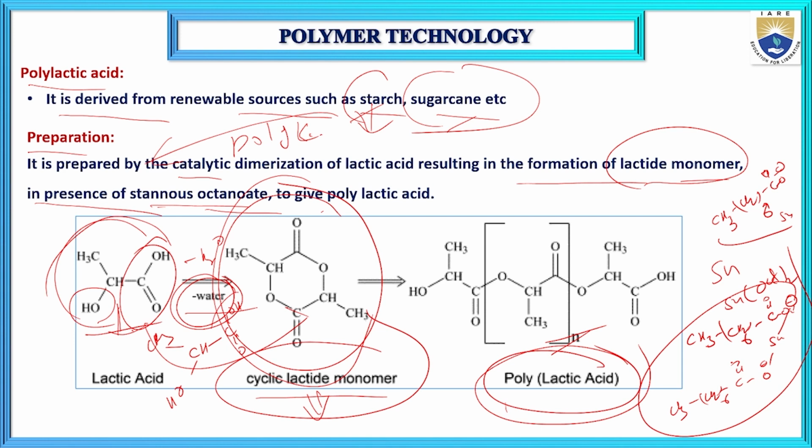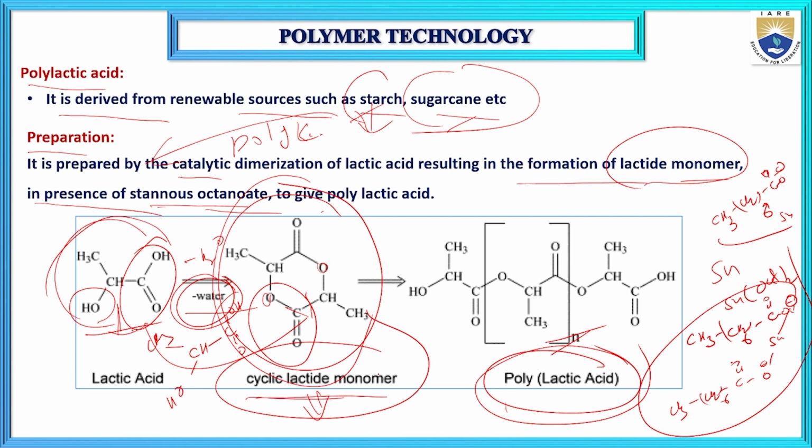In the first step, lactic acid will convert into a cyclic lactate monomer. This is the lactate, with the C double bond O. The C double bond O functional group present in the cycle is called lactide. This is a cyclic lactate monomer.